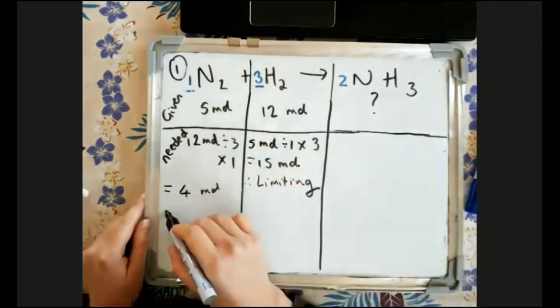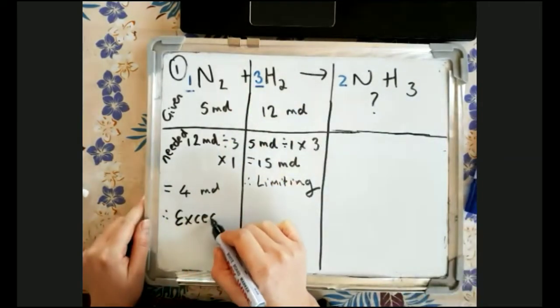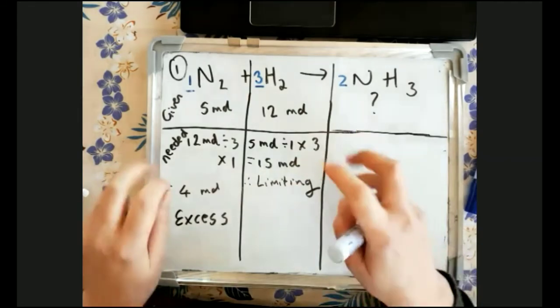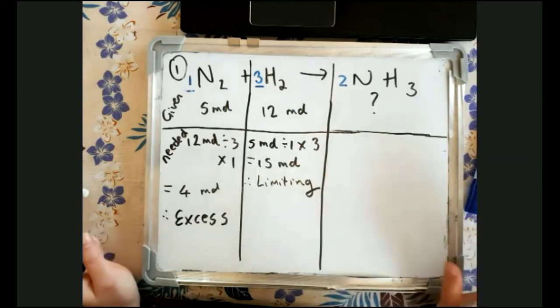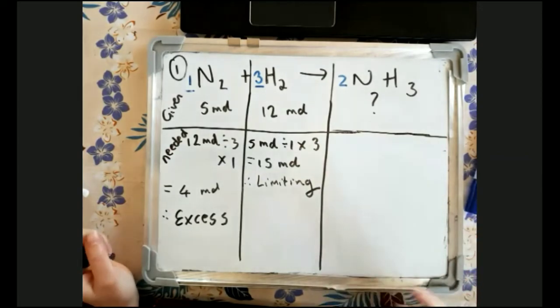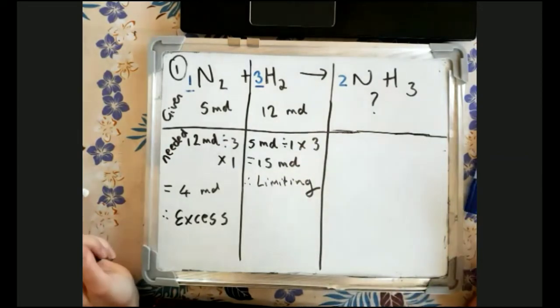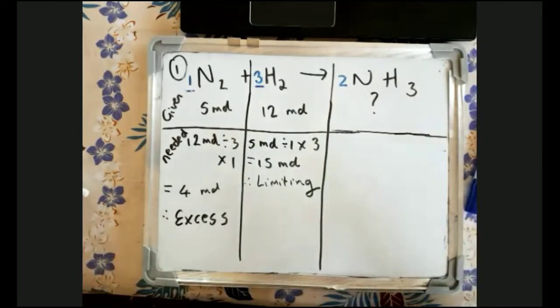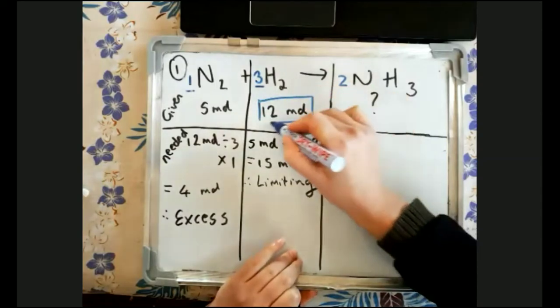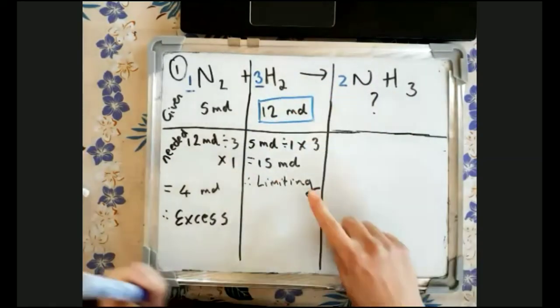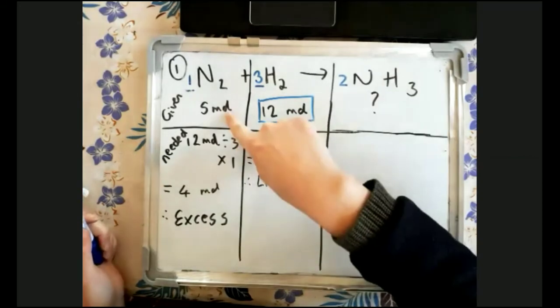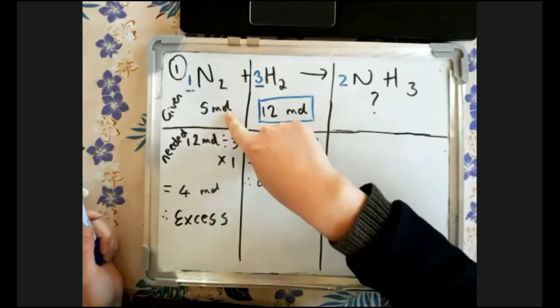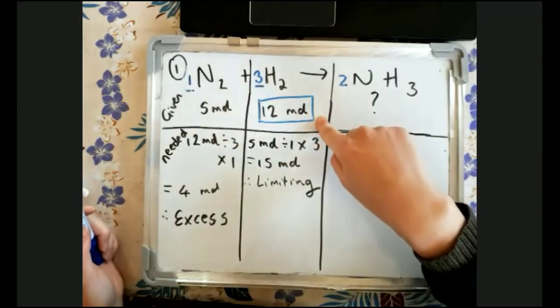And that makes this one the excess. It's the one that I'm giving you too much of. So in the recipe analogy, this is the flour and the milk. You're given too much of that compared to the eggs. So take a highlighter and highlight your limiting reagent. And it's always the given that you highlight. Remember, because you don't really have 15 mole. It's a theoretical value that you needed if you were given 5 moles. So you always highlight the given limiting reagent.